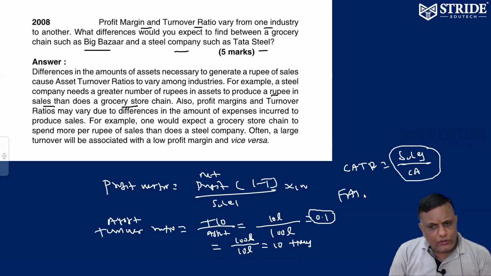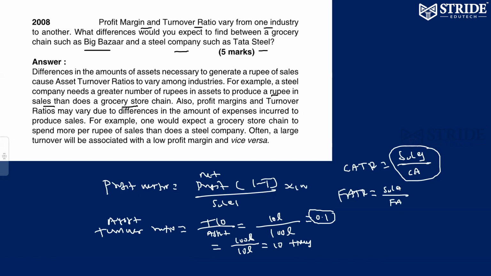Similarly, what is fixed asset turnover ratio? Same thing. That is equal to sales by fixed asset. That is also always good for the company. So the more turnover we have, the better for the company. I told you, for example, sales is going to be 100 lakhs and fixed asset is 10 lakhs, which means 10 times. So the fixed asset turnover ratio is going to be 10 times.